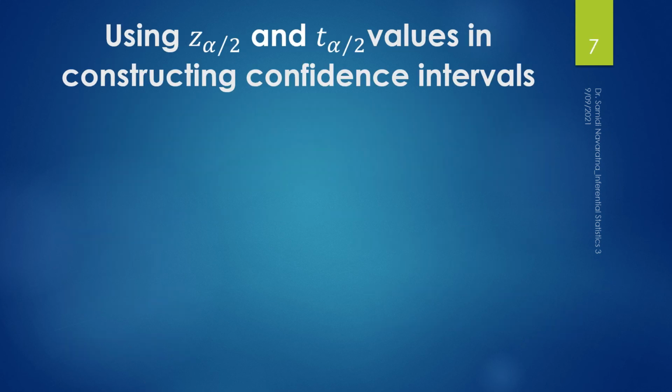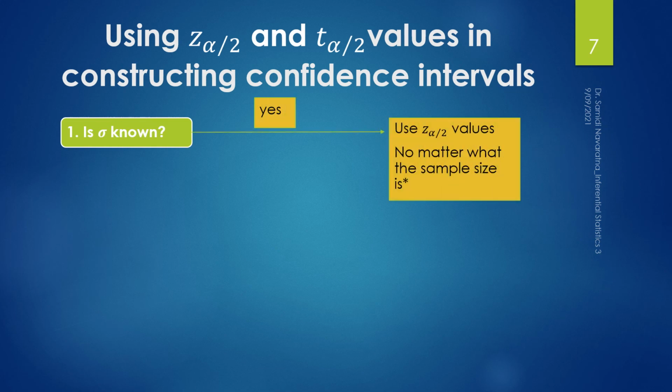Adding a little bit to the constructing of confidence intervals, it would be interesting for you to know that you can actually use the t values in the place of z values. So when can this be done? So first question you need to ask is whether you know the population standard deviation. If so, you can straight away use the z values irrespective of the sample size. But of course, if the sample size is less than 30, the population must be normally distributed.